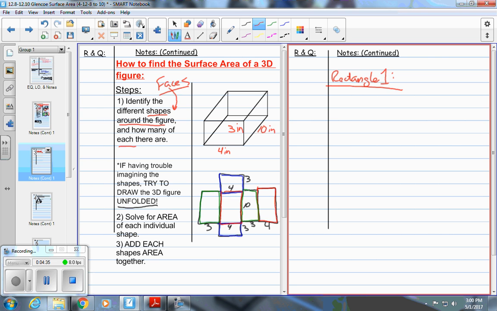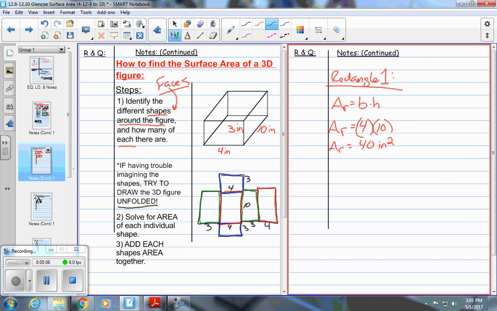Don't forget, check your notes on 12.3. What's the formula for the area of a rectangle? Yes, it's base times height. To find the area of that rectangle, its base is 4 and its height is 10, and its area equals 40 inches squared. Since we're doing surface area, the units are only going to be to the second power.